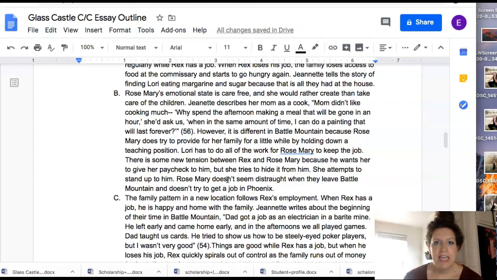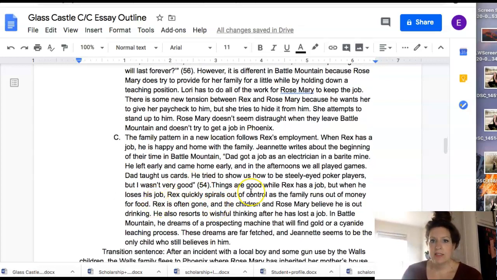But she does try when the family starts spiraling and Rex is spending less and less time at home, and when he is home, he's drunk. She does try to take care of the family. Of course, Lori ends up doing all of her work when she almost gets fired. And then the last thing we'll talk about is Rex.